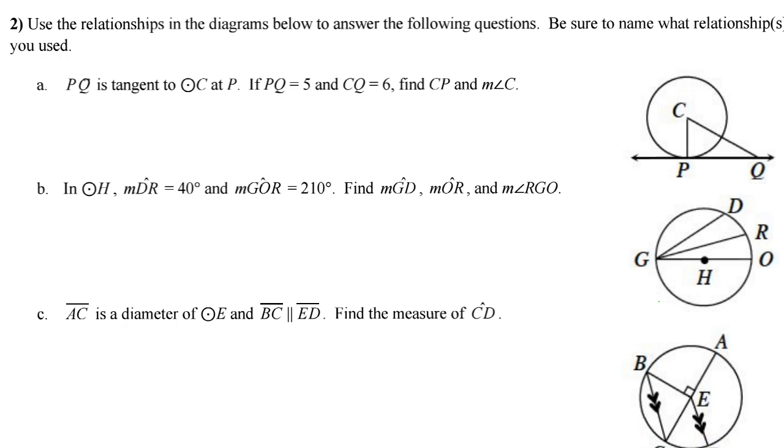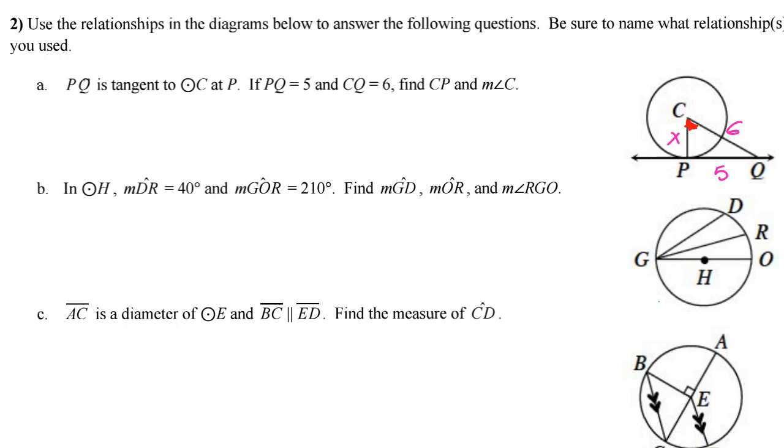For A, they have PQ as a tangent to circle C at P. If PQ is equal to 5, so I have PQ is equal to 5, and CQ is equal to 6, find CP and the measure of angle C. So I want to find CP, I'll name it as X. And also I want to figure out the measure of angle C, which is right there.